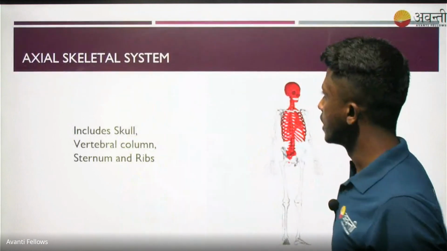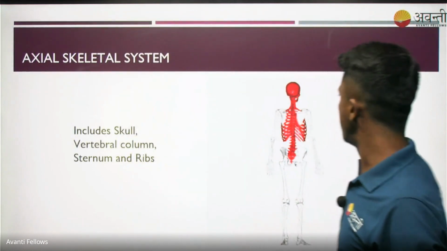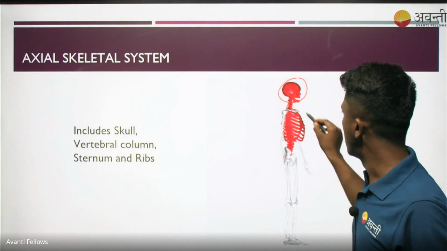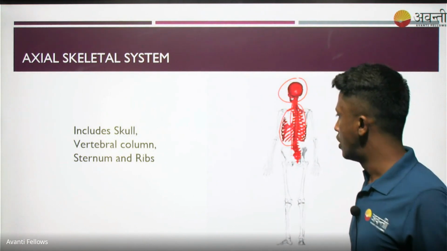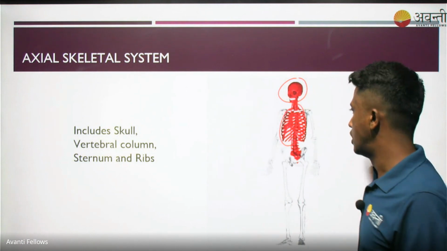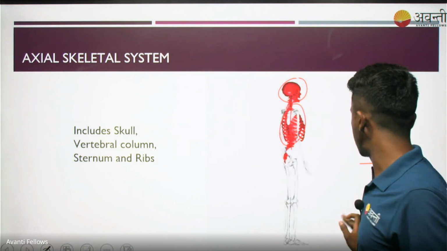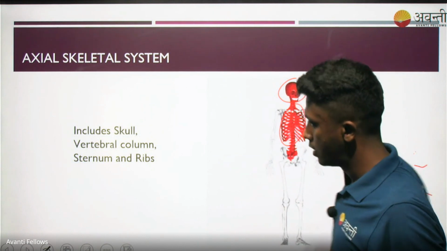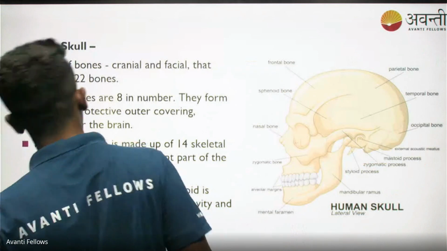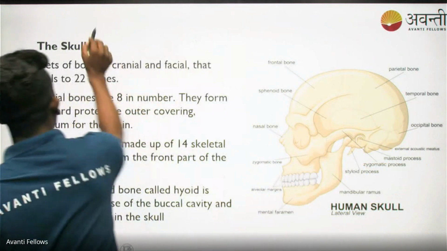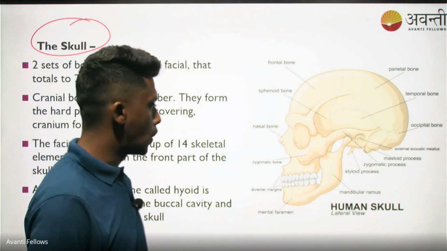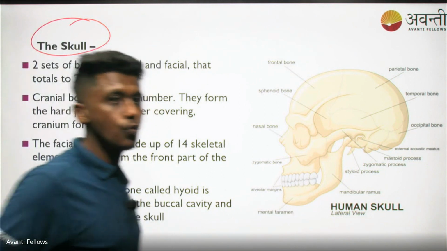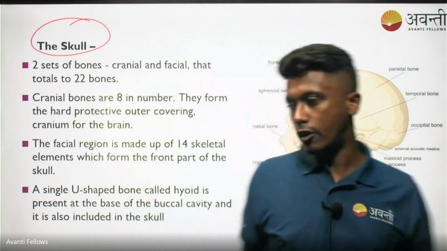So let's see the axial skeletal system. As I said, the axial skeletal system includes the skull, the vertebral column, as well as the rib cage or the thoracic cage. So let's see the facts about the axial and appendicular skeletal system. When we talk about the skull, it is also called the crania or the brain box. The brain box is not just one bone, it is a composition of many bones.